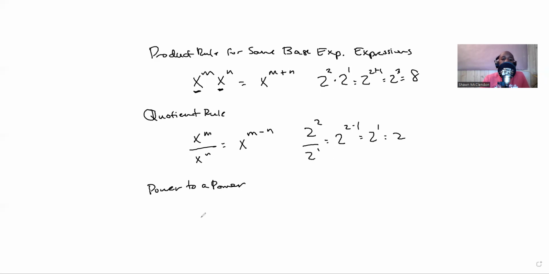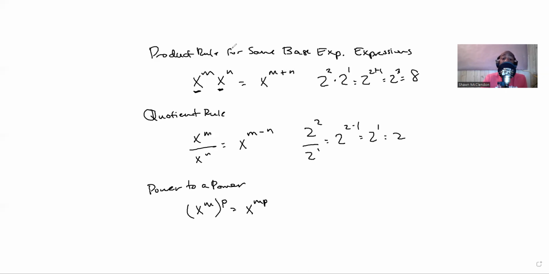All that is if you have x to the m, and that's raised to the p power, then that is the same thing as x to the mp power. So basically, when you have something to a power and all of that is being raised to a power, all you do is multiply those powers together.